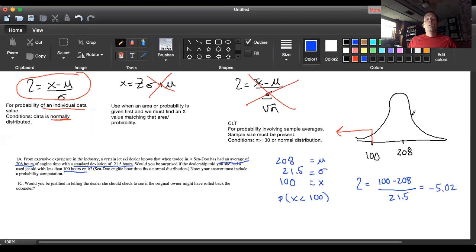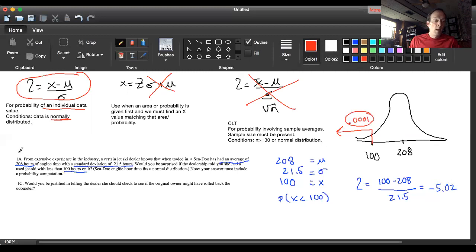Now, in my Z table, I know that any number that's less than minus 3.49 is going to be equal to 0.0001 area. Obviously negative 5.02 is more negative than minus 3.49, so that's letting me know that my final answer is going to be 0.0001.